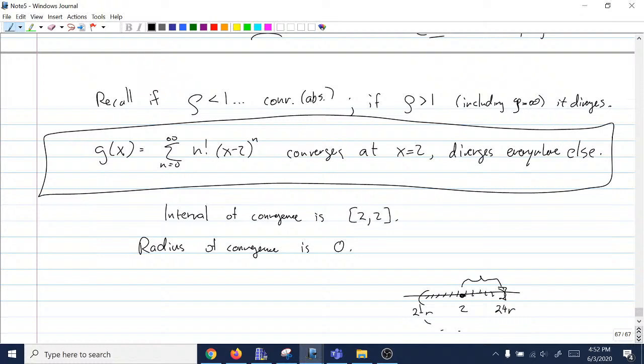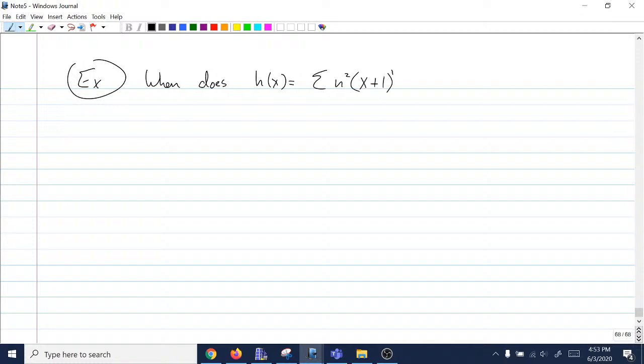Let's try one where the radius and the interval actually are something. Maybe this is not the best first example. Let's try: when does h of x, the sum of n squared times x to the n times (x plus 1) to the n, converge?